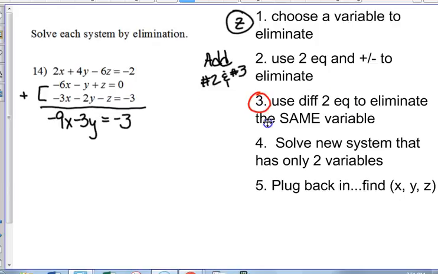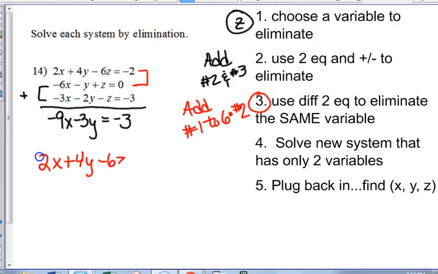We need to use 2 different equations and eliminate the same variable. So I have to eliminate Z. I'm thinking if we use the first 2, we would need to multiply the second one by what? 6. So I'm going to add number 1 to 6 times equation number 2, putting it in words. So I'm going to rewrite number 1, and then I'm going to do 6 times number 2 and write it underneath here.